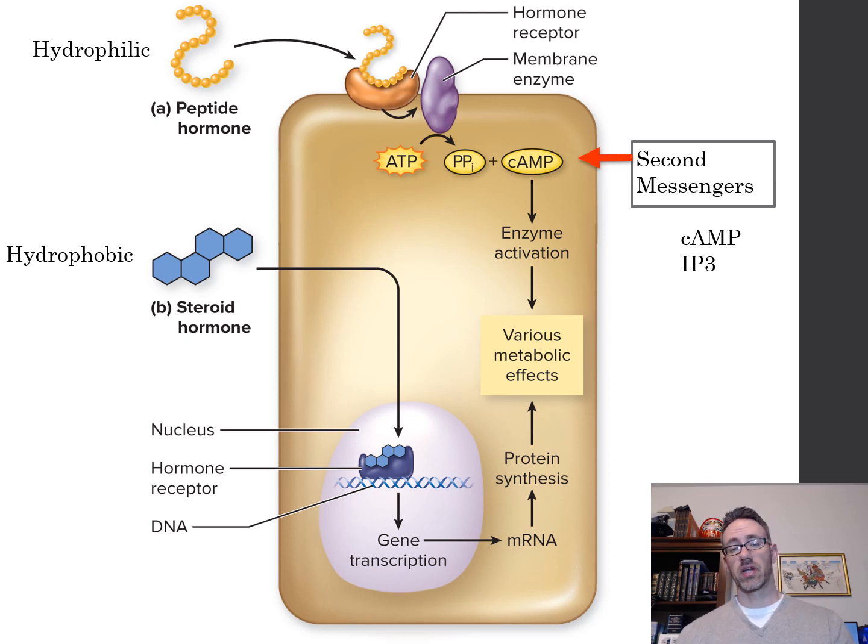In this example, it can activate an enzyme located in the membrane, which can then convert ATP into cyclic AMP. Cyclic AMP can then move inside the cytosol of the cell and activate enzymes. Depending on what those enzymes are, they will have various metabolic effects. Second messengers like cyclic AMP or IP3 are very common.